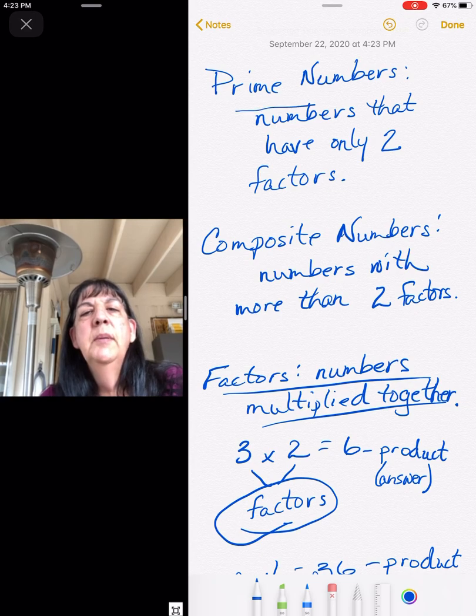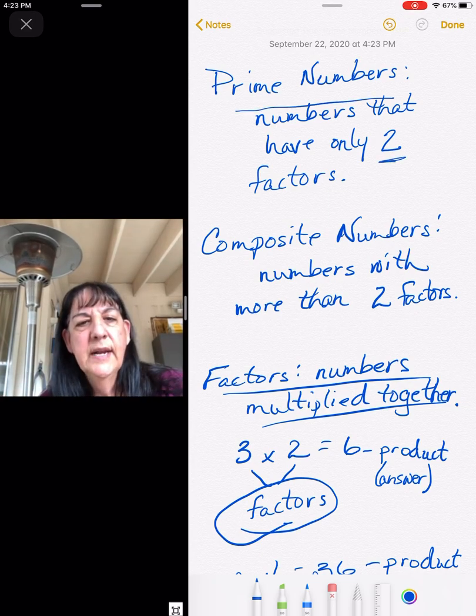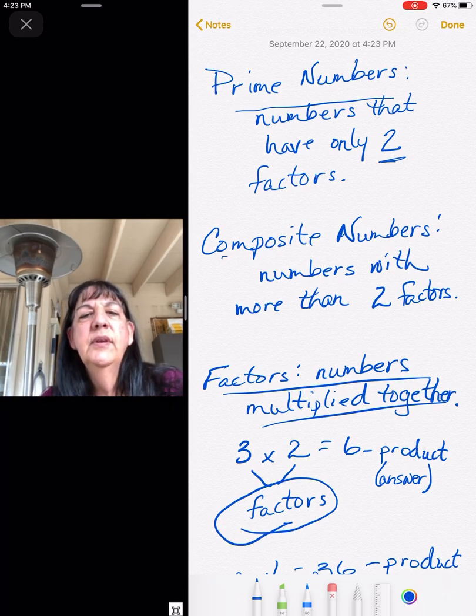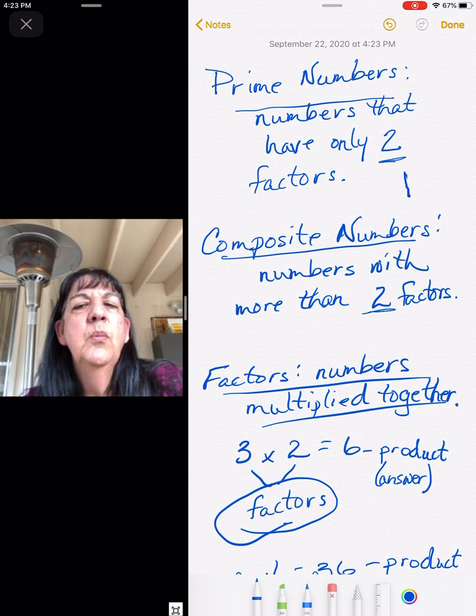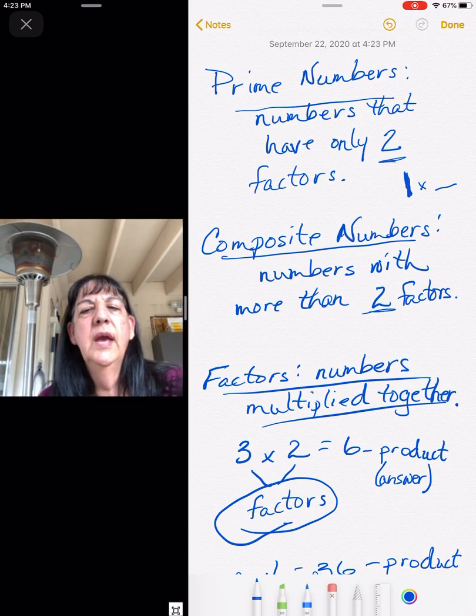So prime numbers have only two factors, 1 and whatever that number is. Composite numbers are numbers with more than two factors. So one of the factors for prime numbers will always be 1, 1 times whatever, okay? This is going to have more. And we'll go through this.